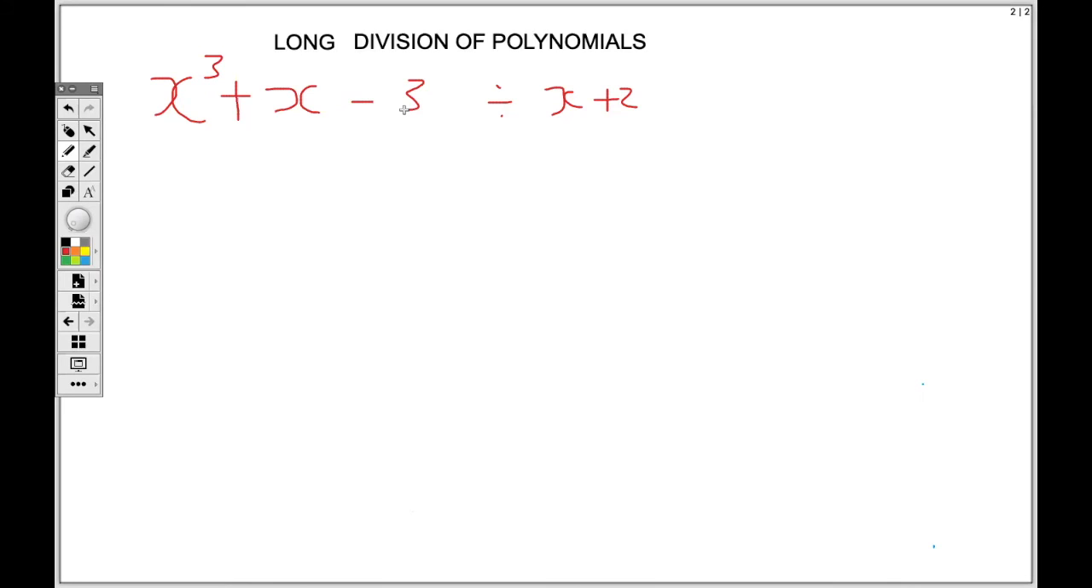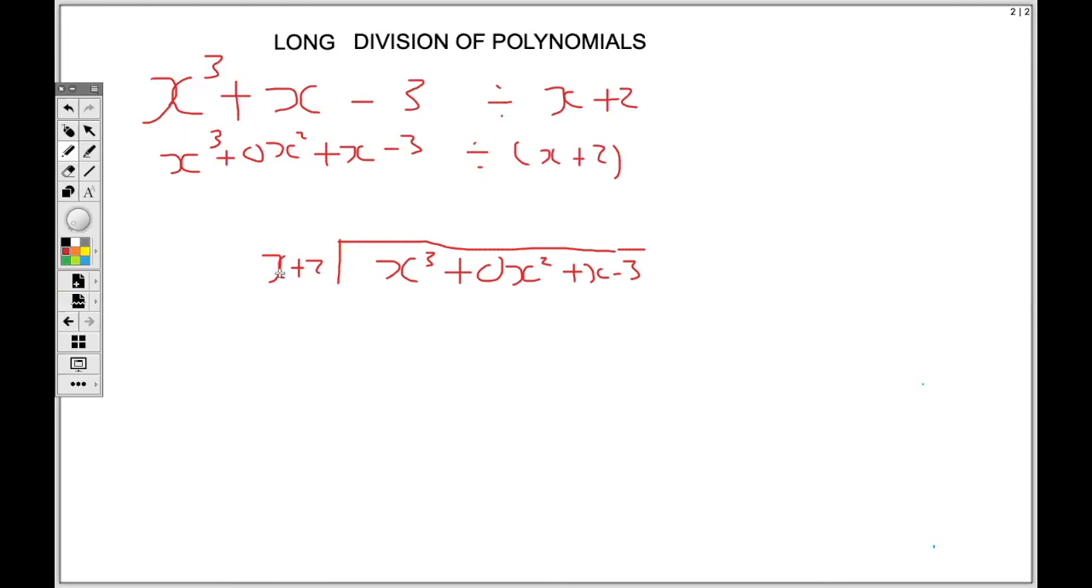Not all the time are we given a polynomial where we're seeing x cubed, x squared, x, and the constant. So we rewrite it in a form where we are seeing the x squared. So we have it as x cubed plus 0x squared plus x minus 3, where 0x squared really doesn't change what's happening with the polynomial. So 0 times x squared has no value. It's just a placeholder.